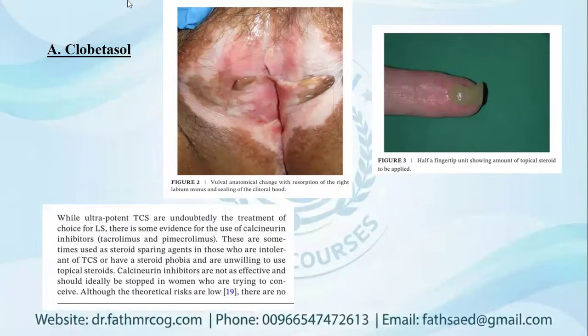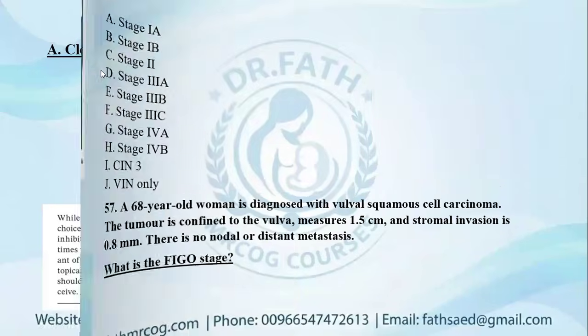Sometimes they will bring pictures for lichen sclerosus. Before, if you remember, I told you they bring most of the pictures from 2017. But from the updated guideline, they can bring this picture and this about the treatment, the fingertip unit showing the amount of topical steroid to be applied. While ultra-potent topical steroids are undoubtedly the treatment of choice for lichen sclerosus, there is some evidence for use of calcineurin inhibitors, tacrolimus. But the first-line treatment will be the potent steroid, clobetasol.